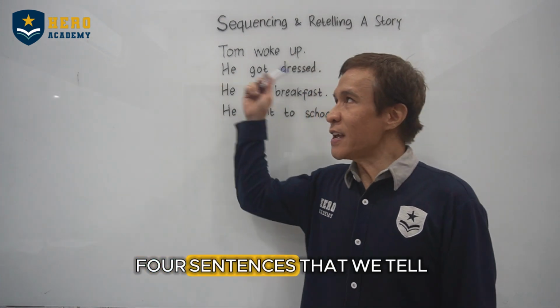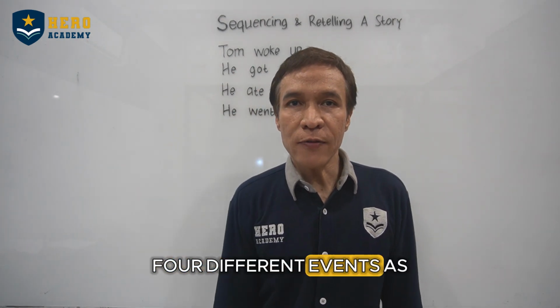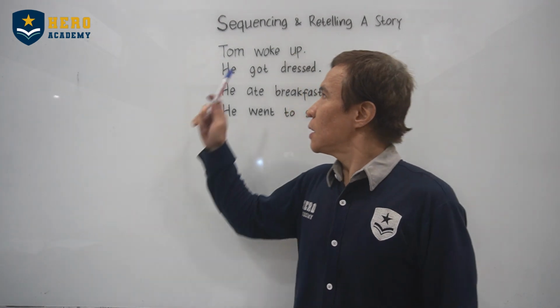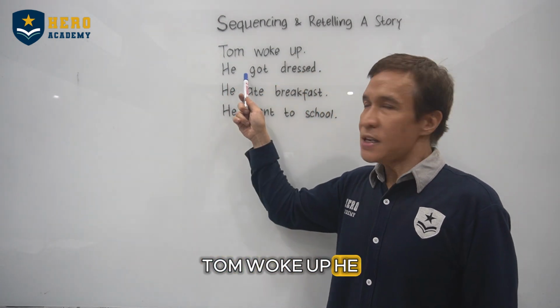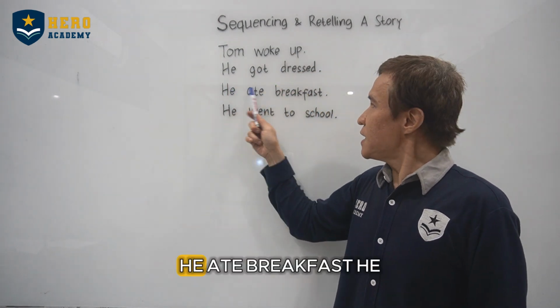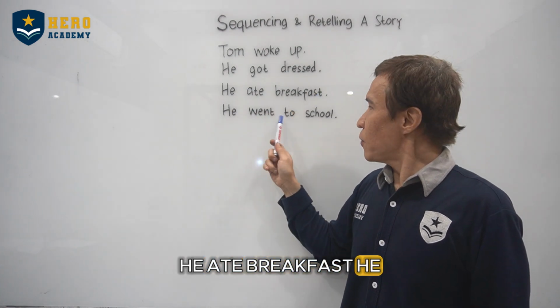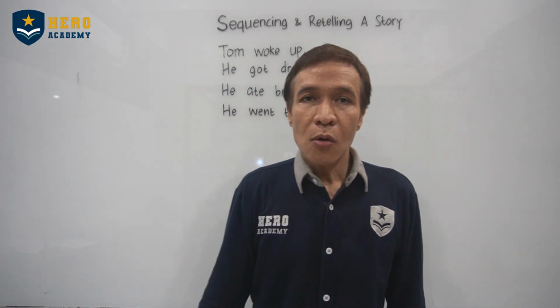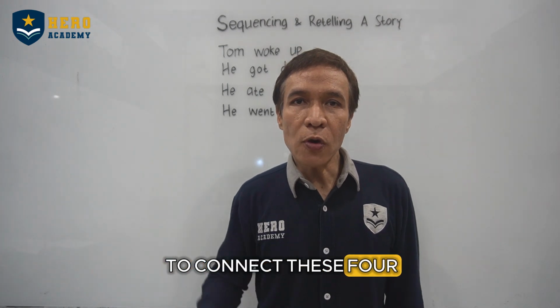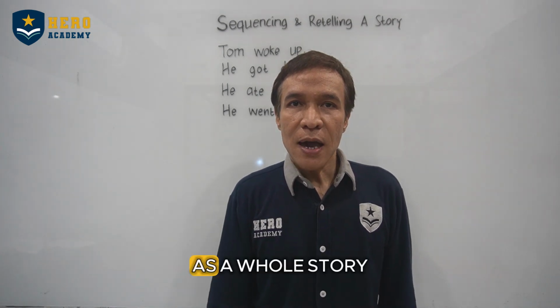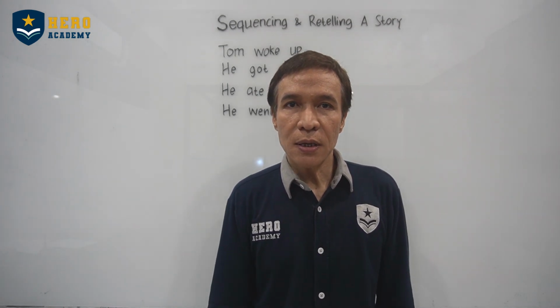Now look at these 4 sentences that retell 4 different events as a story. Tom woke up, he got dressed, he ate breakfast, he went to school. What do we need to connect these 4 different sentences as a whole story?